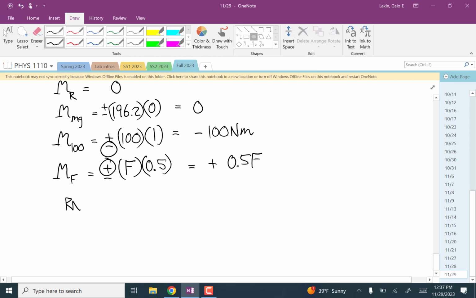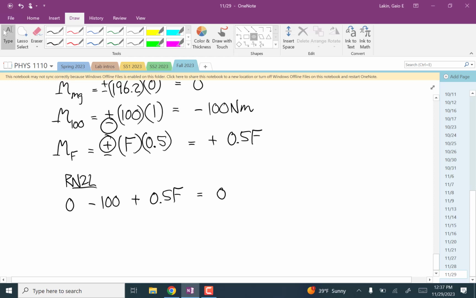And now the moment equation, rotational Newton's second law, says 0 minus 100 plus 0.5 F is equal to moment of inertia times alpha. That's 0, remember, because alpha is 0. And so do the algebra, you get 0.5 F is equal to 100. Multiply both sides by 2, and you get that force F has to be 200 newtons for this to not accelerate.